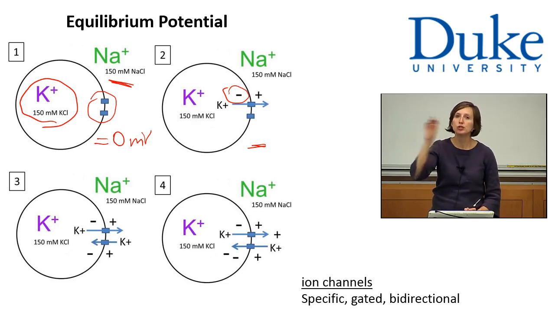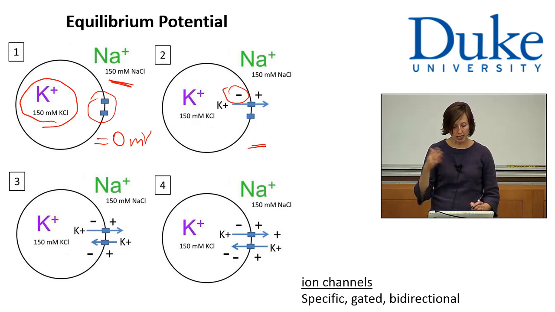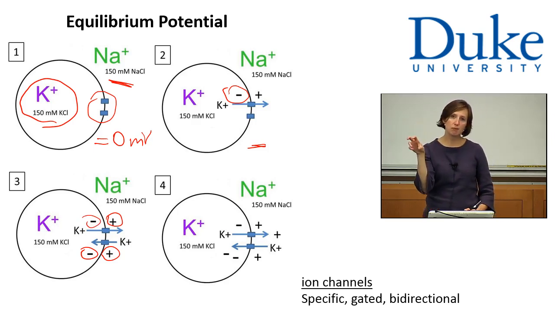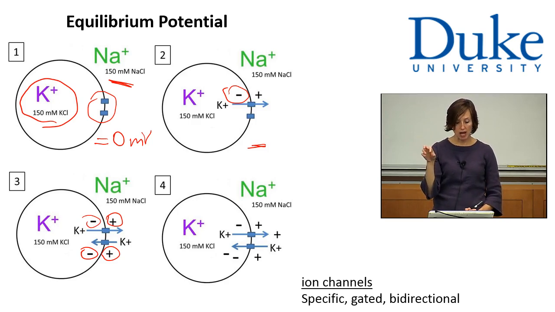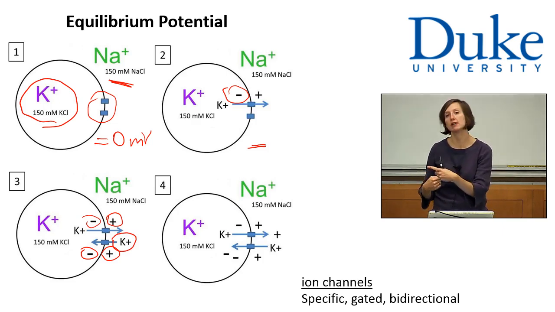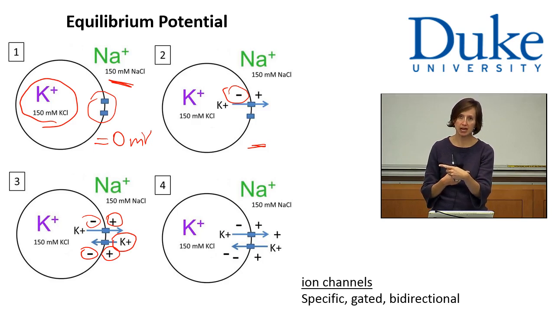Potassium is going to continue to diffuse through the channel down its concentration gradient. So we're going to get more and more positive charges on the outside of the cell, a more negative membrane potential for the cell, until finally in step 3 we've got enough positive charges outside of the cell that now the electrical gradient is driving some potassium back into the cell. So we've got some more potassium leaving, but now some potassium starting to head in towards the cell.